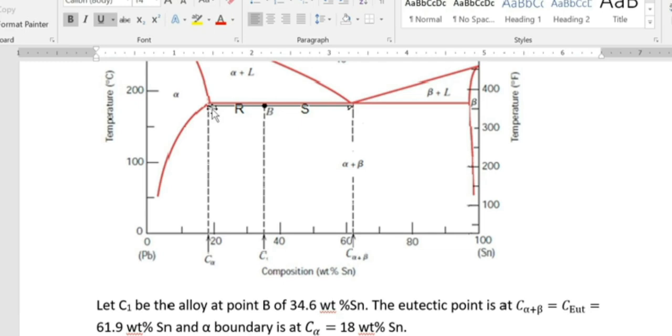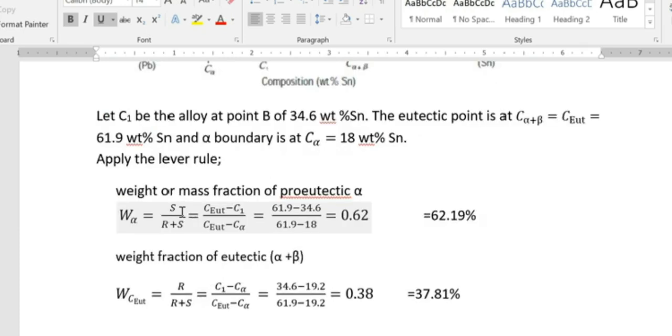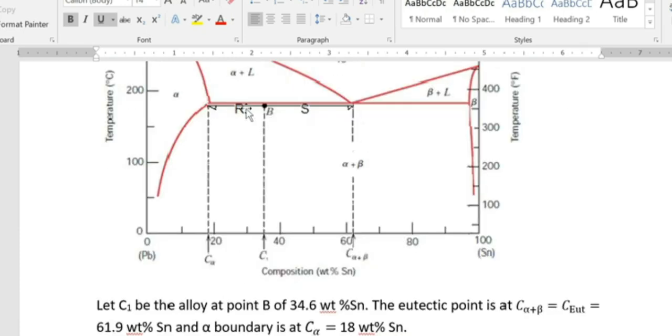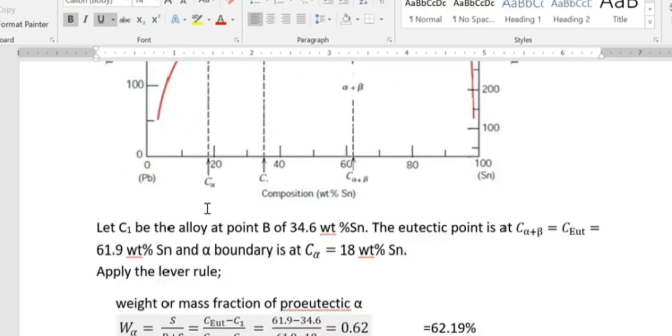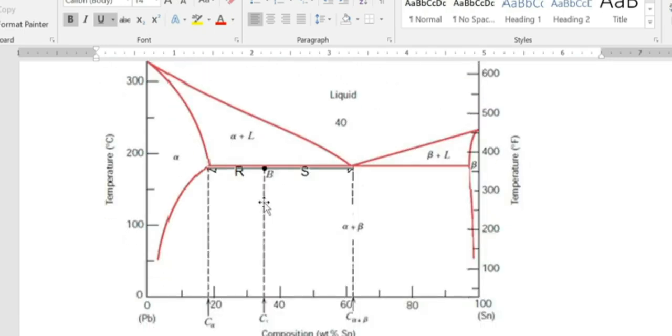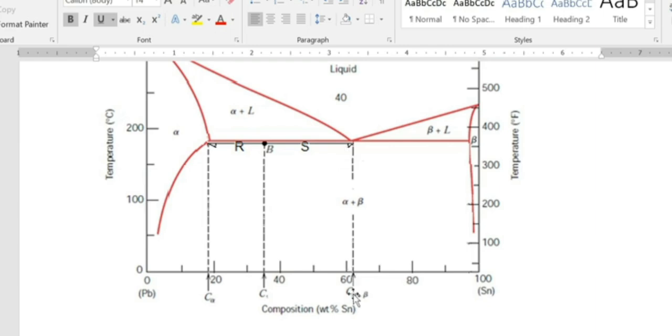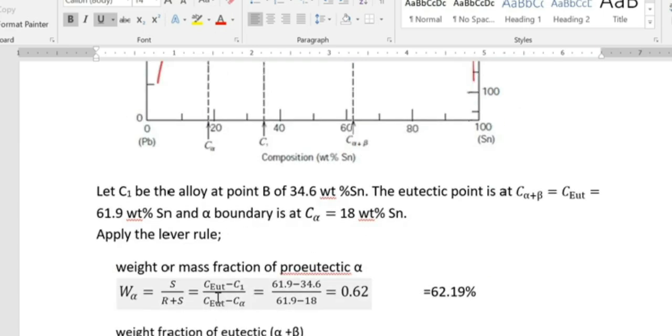For you to determine the percentage of alpha, we won't take R, we take the other one, S, all over the total, S plus R. For alpha it is going to be S. You won't take the distance adjacent to alpha, you take the opposite, which is S, all over the total. And what is S? You can find your distance S here. Here is 61.9, and here C1 is our alloy, which is 34.6. That's our S, 61.9 minus 34.6.